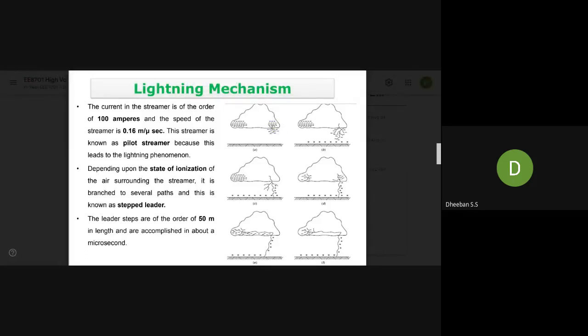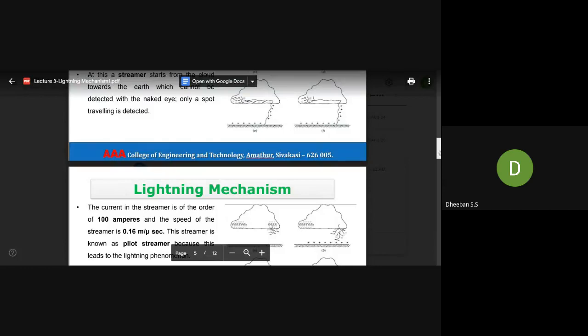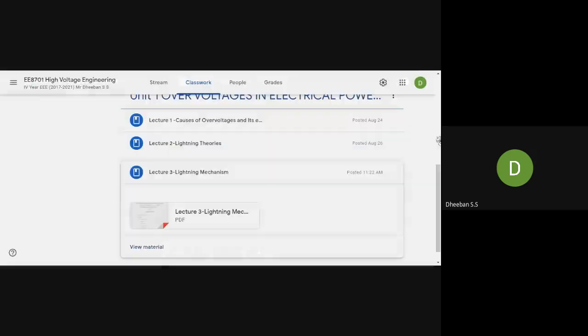Next we'll be seeing the next thing, that is depending upon the state of ionization. I have already said that in order to ionize the air, you must need a voltage of 10 kV per centimeter.